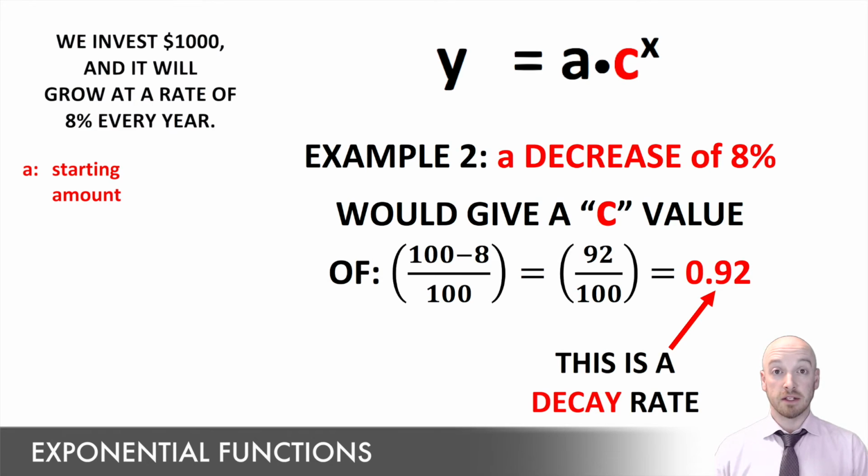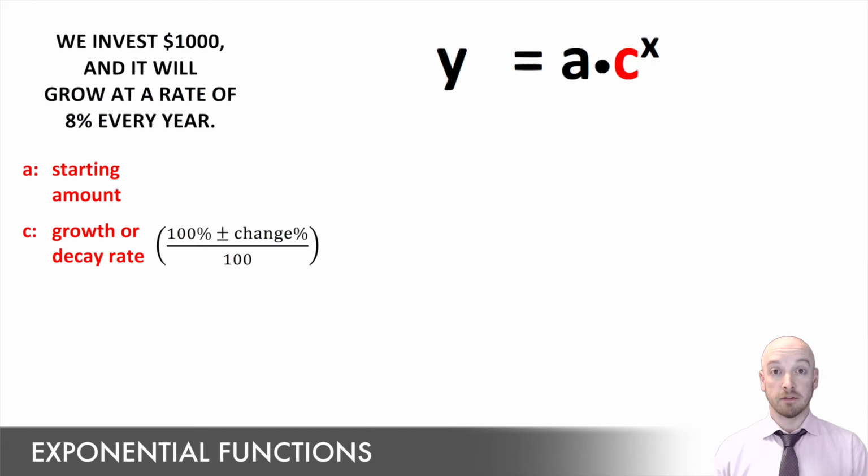So for finding the c value, all we have to remember here is figure out what the percent change is, add or subtract it from 100, and then divide by 100 to convert it to a decimal. And now for the x and y values.